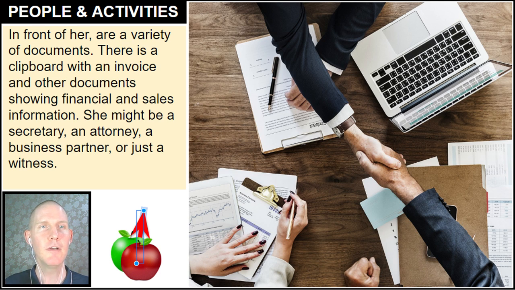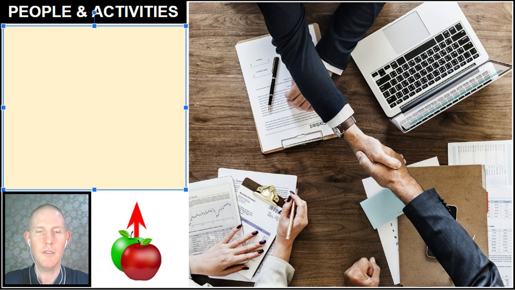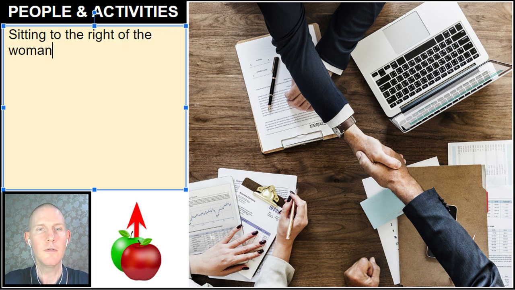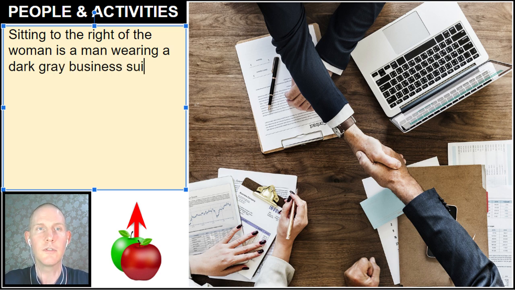Okay, so here we go. Let's move forward. Sitting to the right of the woman is a man. I don't think we need a comma there. Is a man wearing a dark gray business suit.